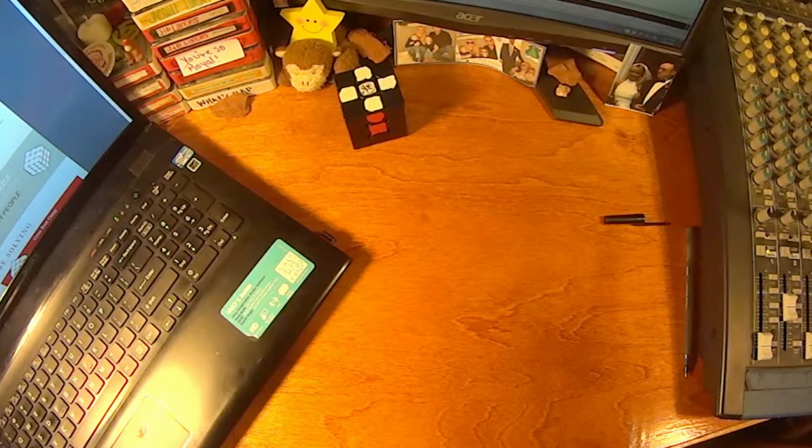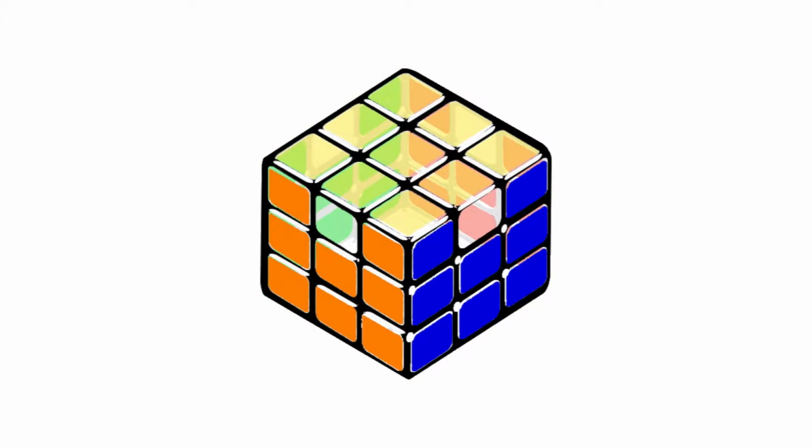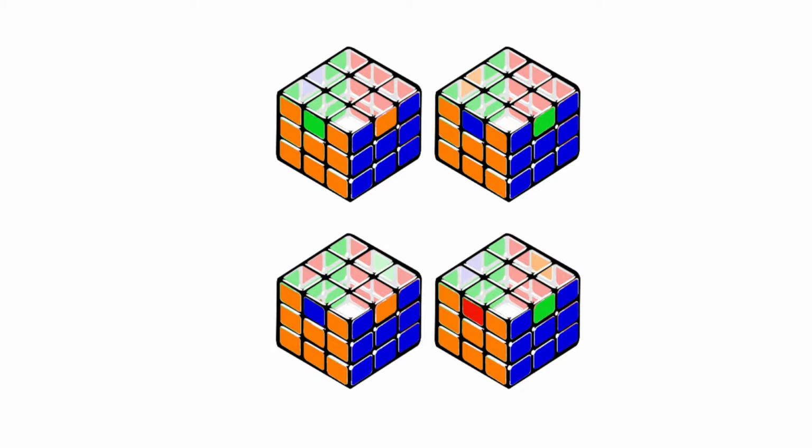So after the first look on PLL, you're going to have all your corners solved, and then it's just a matter of correcting the edges. And there are 4 possible cases you might run into for solving those edges, and we'll take a look at those 4 algorithms in the next video.